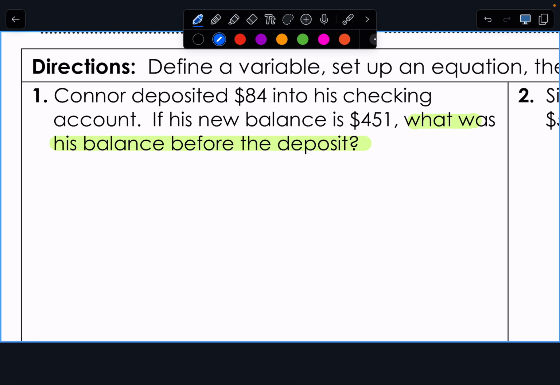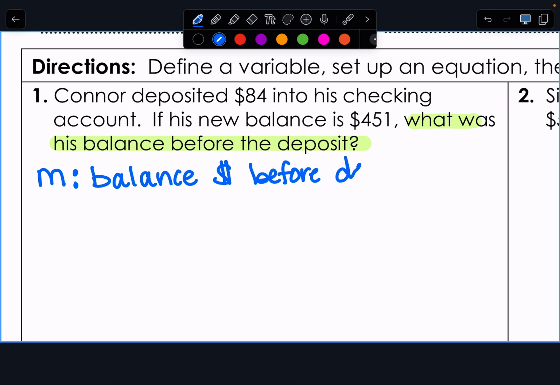What letter do you want to choose for a variable? M for money. That sounds great. Okay. So M is going to represent his balance before the deposit. Dude, just hold on. Okay.